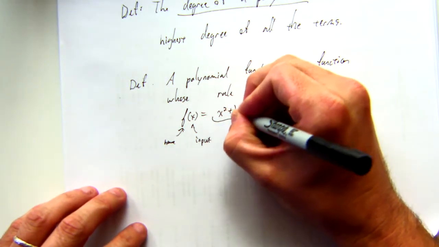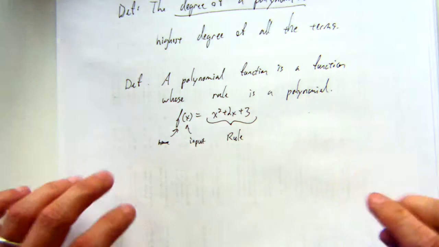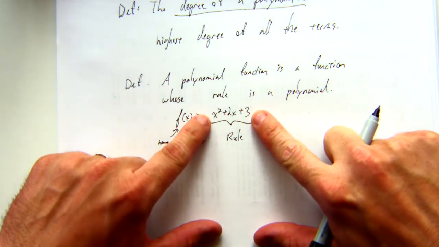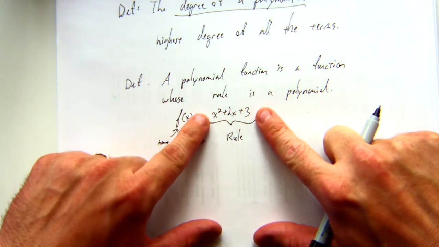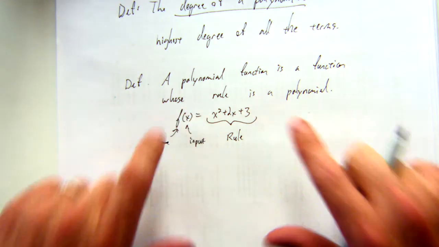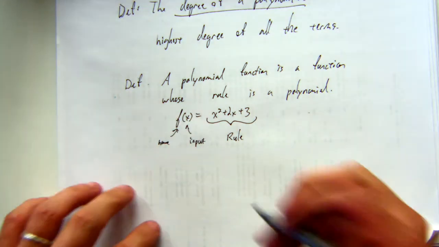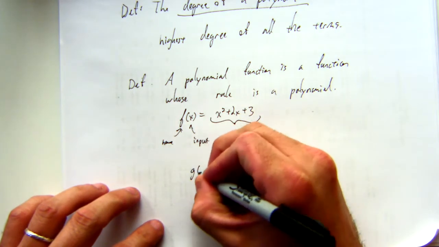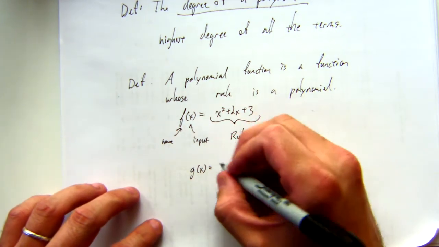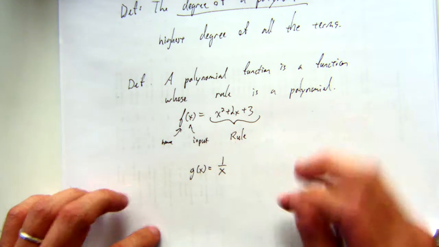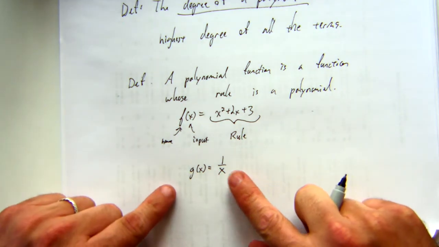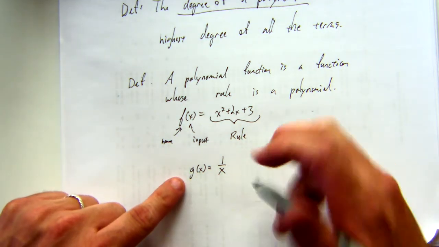X squared plus 2x plus 3. Is that a polynomial on the right hand side? It is. And so this is a polynomial function. What about this one? G of x is equal to 1 over x. Is this a polynomial function? No.